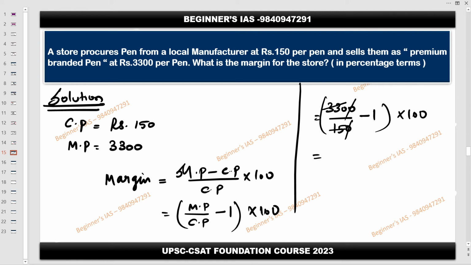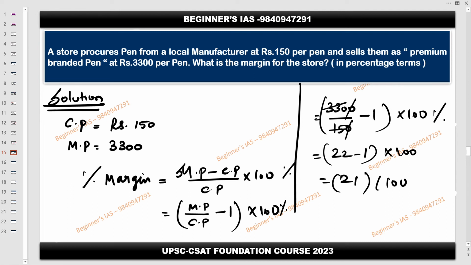Understood? Margin is nothing but this much percentage. So the total answer is going to be the margin percentage. Therefore 22 minus 1, into 100, so 21 into 100, which is equal to 2100%. Anybody having a doubt?